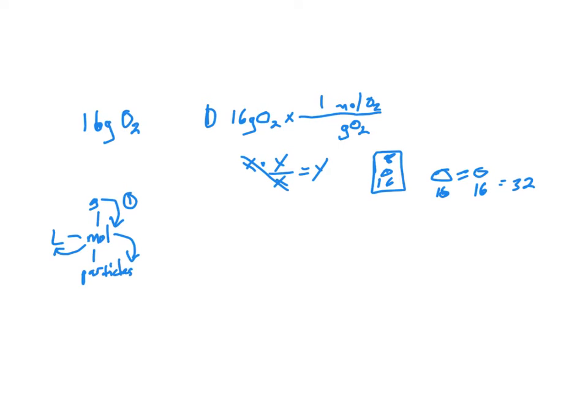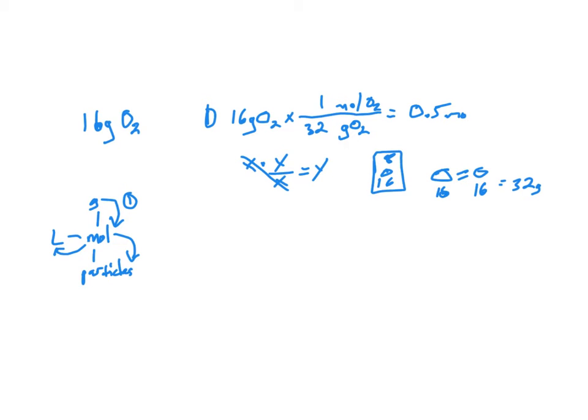So now we do the math. 16 times 1 is 16. And then 16 divided by 32 is 0.5 or 1/2. So 0.5 moles of O2.